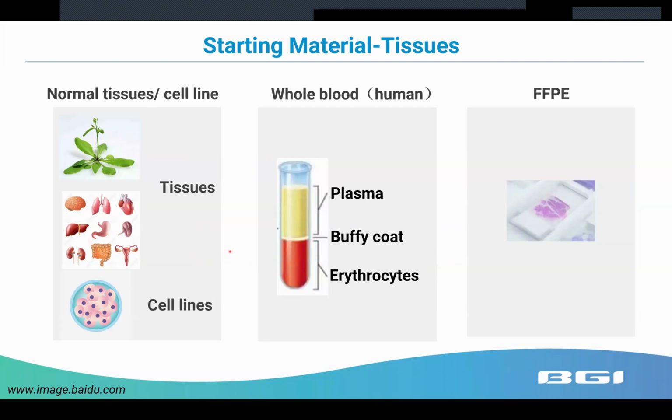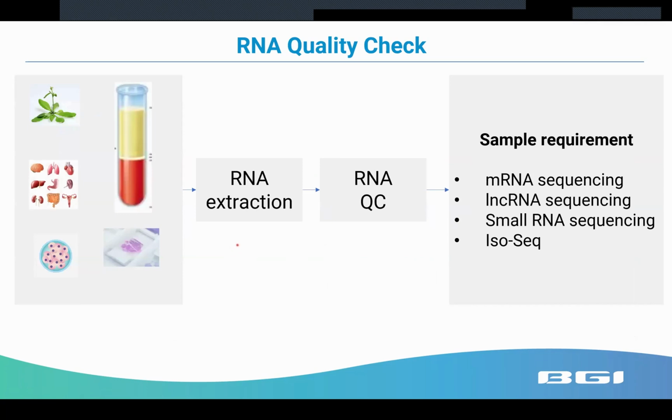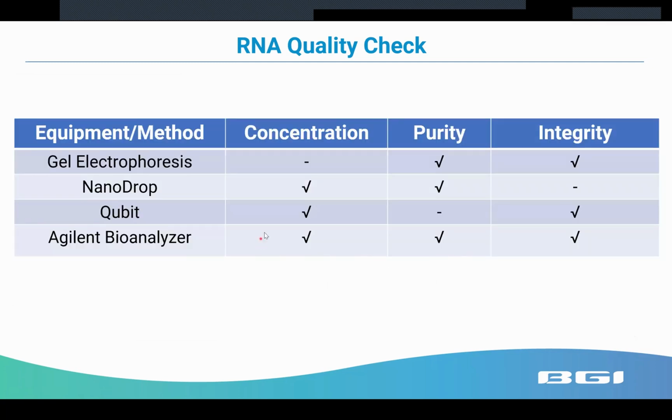Okay, when we have the total RNA extracted, the next step is RNA quality control. Why do we need to do the RNA quality check? Because we need to gather information, the criteria about the RNA, and evaluate whether the total RNA is qualified or not for the following steps. The RNA quality evaluation is quite important. For RNA quality check, normally we need to check the RNA concentration, the purity, and the integrity.